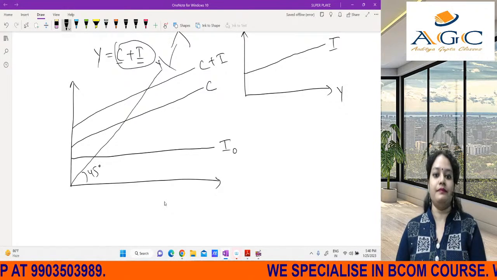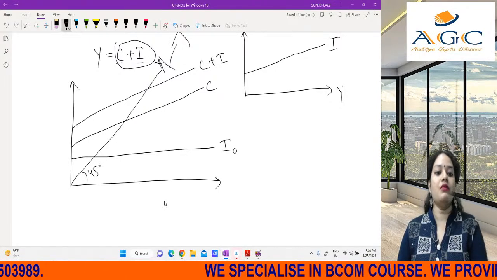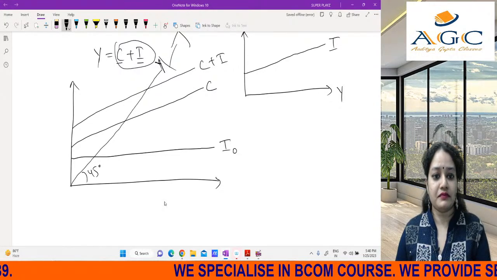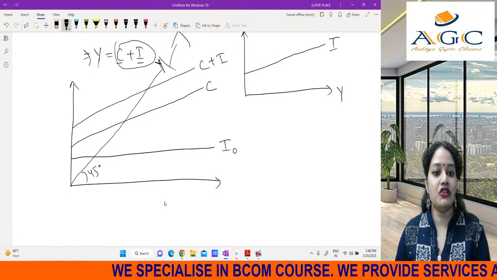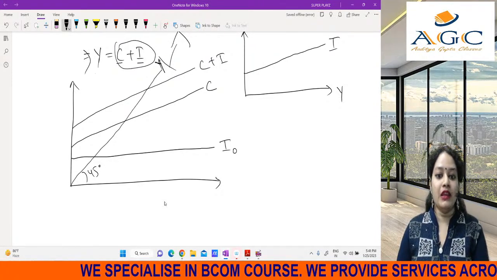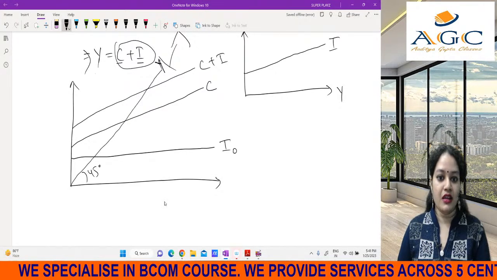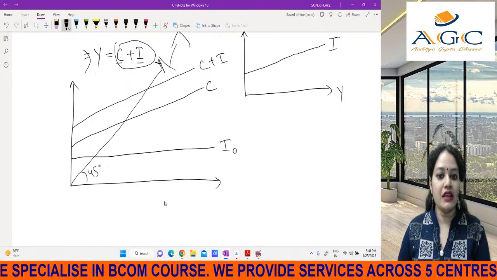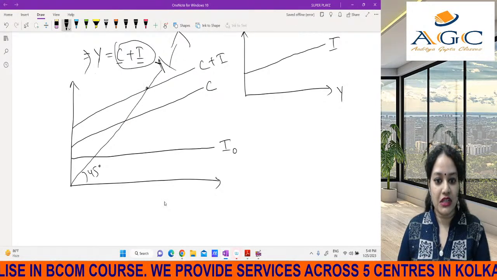Clear? This is Y. This is your Y line. Now, what is our equilibrium condition? Our equilibrium condition is Y is equal to C plus I. So, this is our Y line, this is our C plus I line. Do not confuse it with the C line. You have to take into account C plus I. So, where is it meeting?